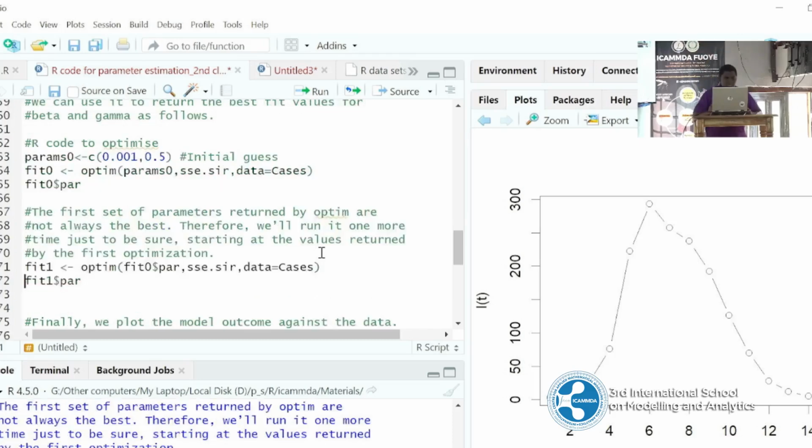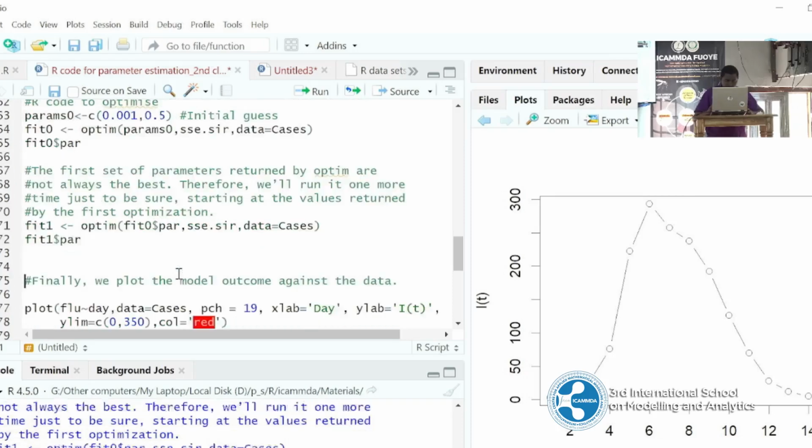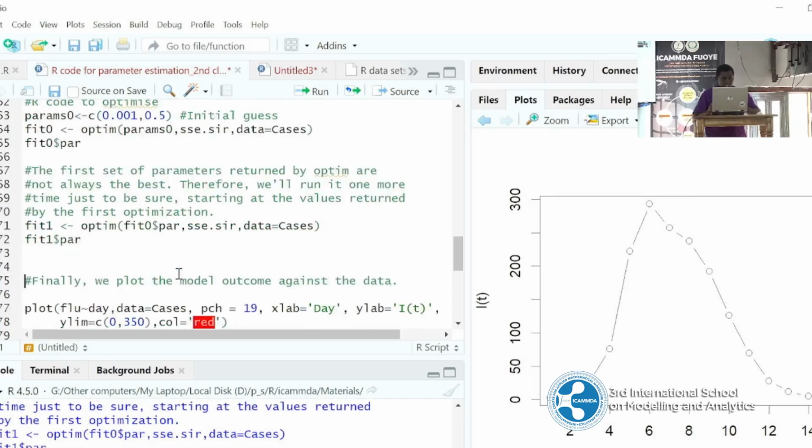So once you do that, sometimes the first set of parameters returned by optim may not always be the best. So you can take the parameters that were estimated, the first one, I put it as fit O params, and you can use it again. The optim should repeat that process again. So run it again, then you generate the next one. Again, it's now telling us the estimated values of the parameters.